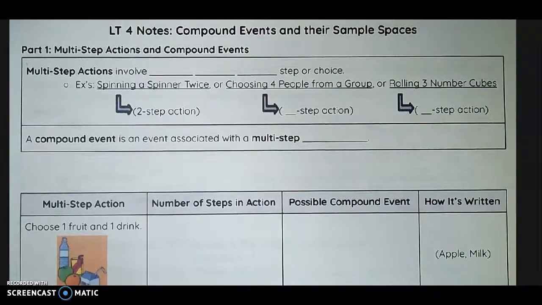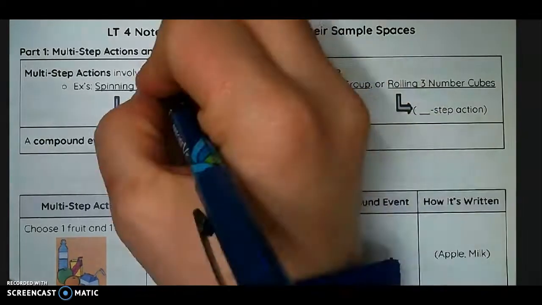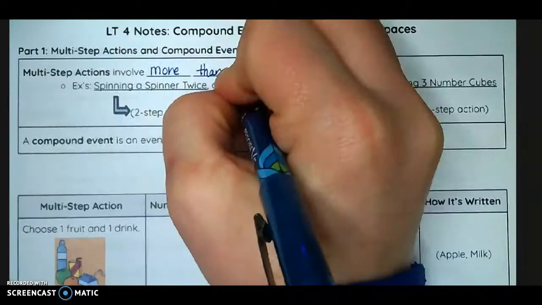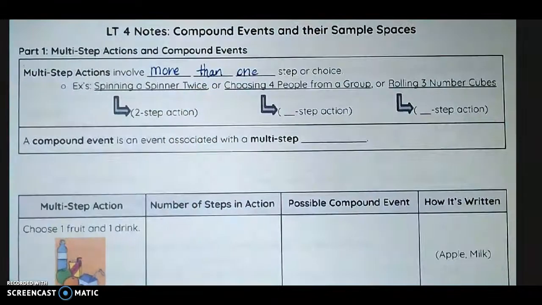Good morning. We're going to continue talking about probability, and we're going to talk about compound events. So we've been talking about simple events or one-step events, and now we're going to be talking about events that have multi-step actions. In other words, they're going to involve more than one step or choice.